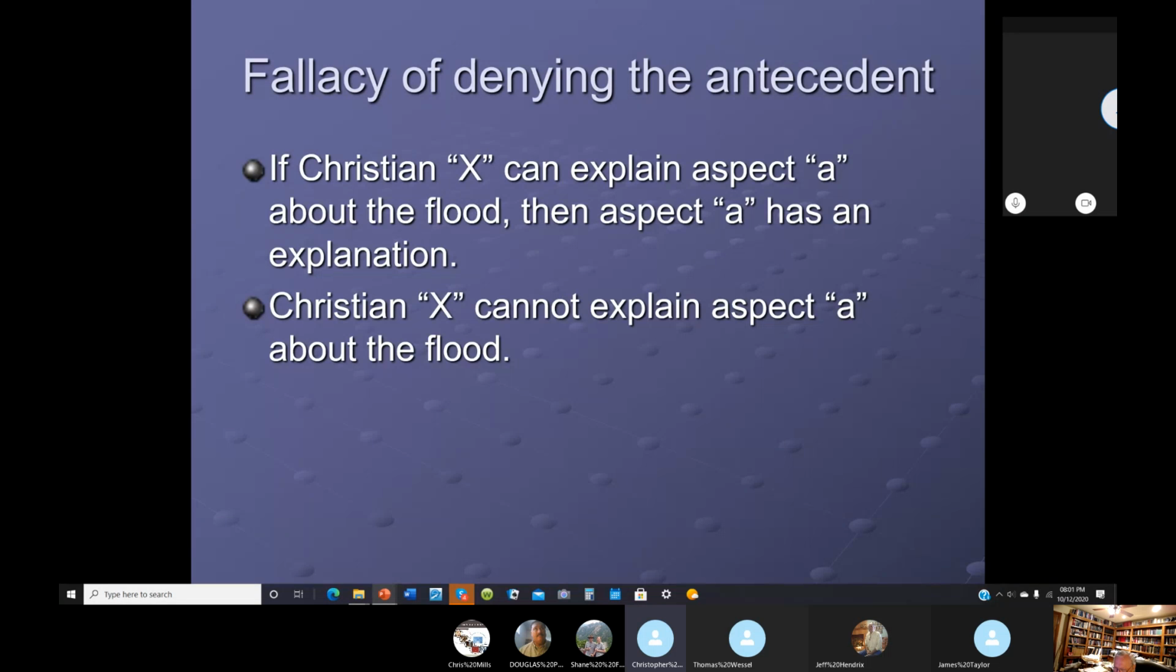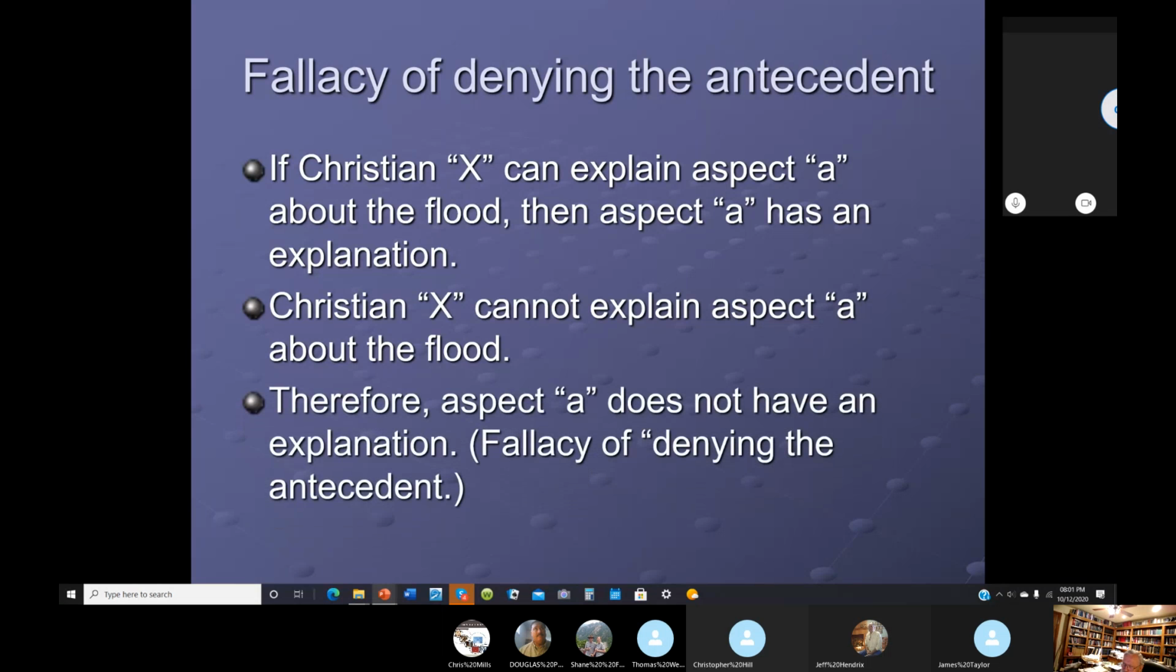If you can't explain it, it doesn't necessarily mean it didn't happen. That's right, because it denies the antecedent, doesn't it, logically? It's a logical fallacy, see? So it's a fallacy of denying the antecedent. The argument didn't prove anything.